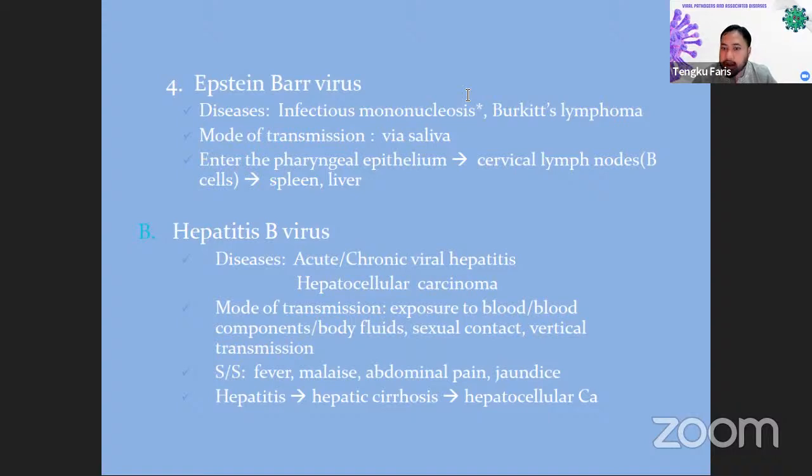What is the condition caused by the hepatitis B virus?